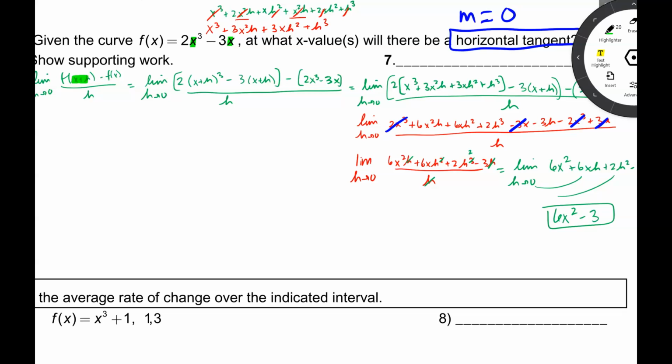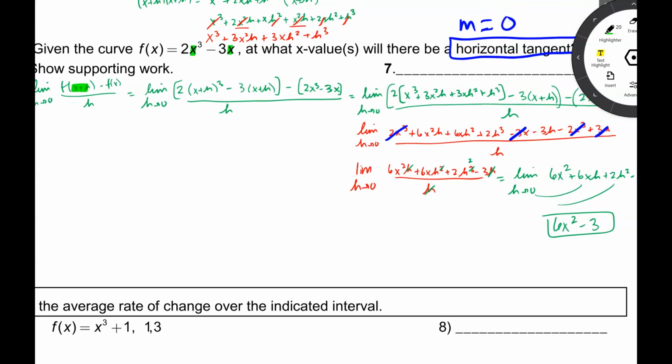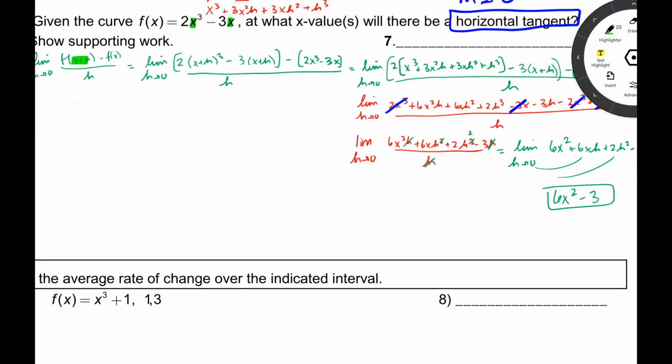We found the expression, but we want to know, where is this equal to 0? Where do we have a horizontal tangent that's equal to 0? Okay, so this is the expression for finding the slope of our tangent. But where is this equal to 0? So let's go over here. So 6x squared minus 3 is equal to 0. Add 3 on both sides, divide by 6 is 1/2.